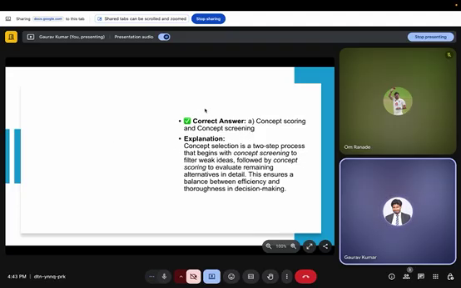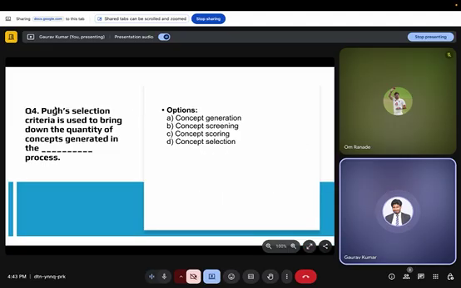And this is our explanation part. Now moving towards the next question, question number 4. PUGH's selection criteria is used to bring down the quantity of the concepts generated in the dash process. What is the right answer?